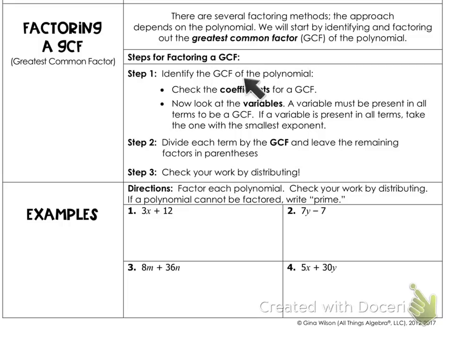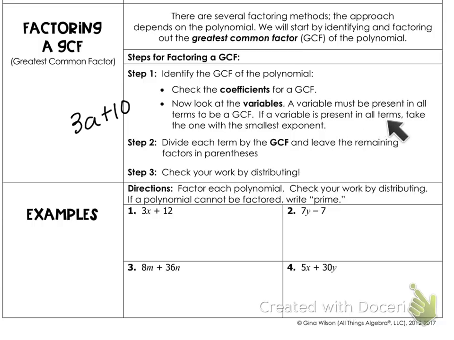So to factor out a GCF, first you have to identify the GCF. So check for the numbers and the variables to see what the coefficients are, the numbers in front of the variables, like this is a coefficient, and check for the variables. A variable must be present in all terms to be a GCF. So remember when I used that last example, 3a plus 10? There's no a in the second term, so there's no GCF of a.